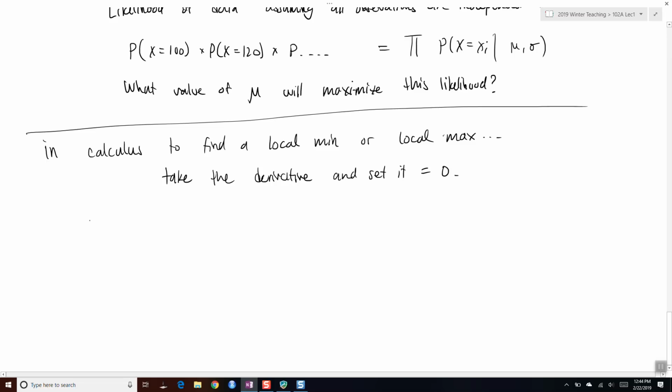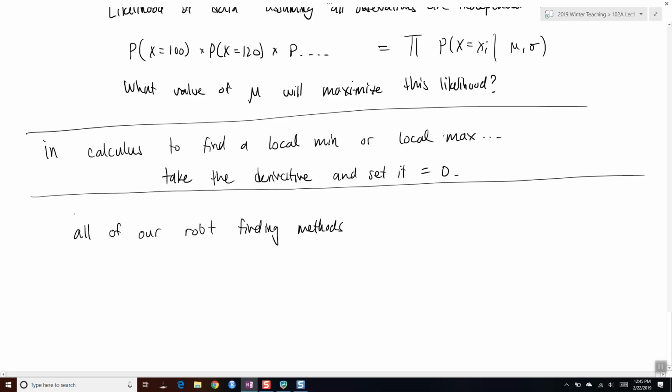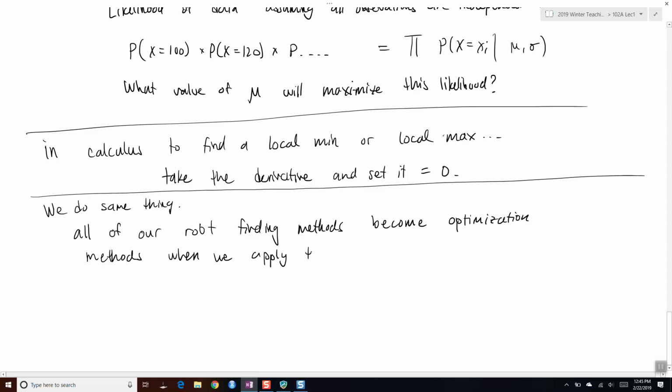So, okay, let me just write. We do the same thing. All of our root finding methods become optimization methods when we apply them to the derivative of a function.